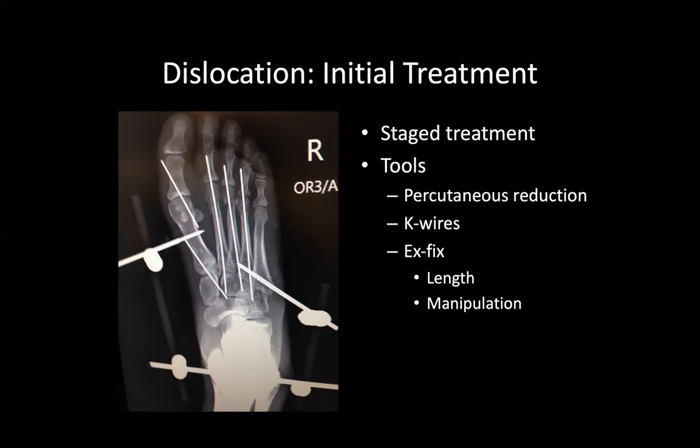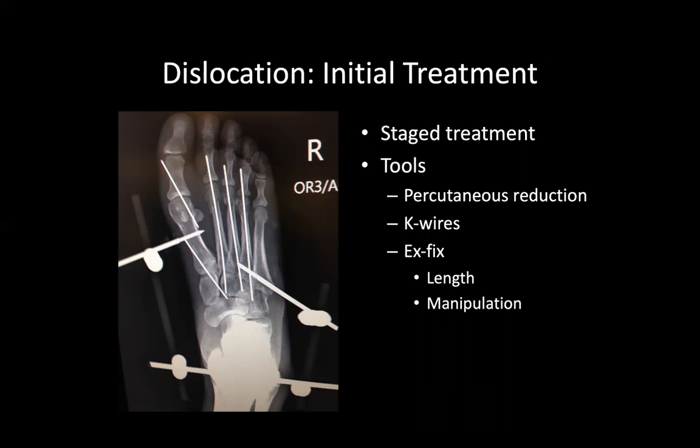Then you can use K-wires, which is actually my preference for most length stable Lisfranc injuries. And if it's length unstable, meaning one of the columns, just like a bicondylar plateau, if you have a navicular crush or a cuboid crush that makes one of the columns unstable, then I really think the external fixator becomes really, really important, because the K-wires won't hold the length.